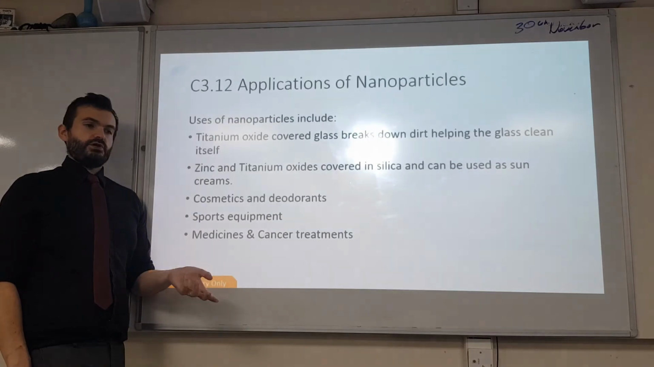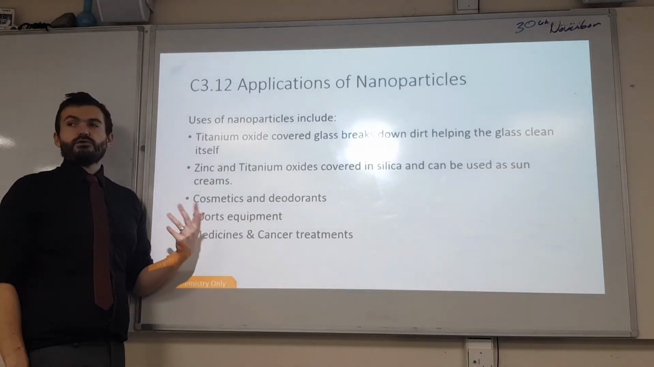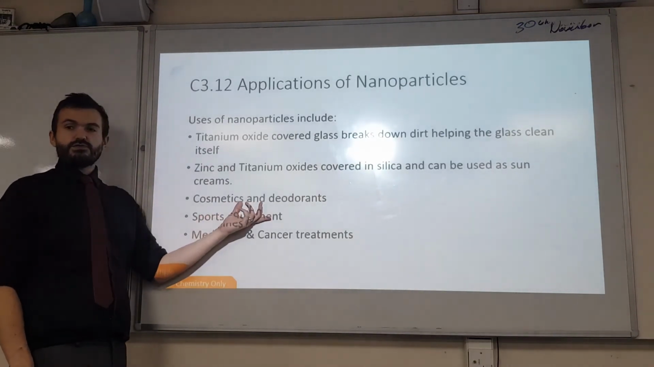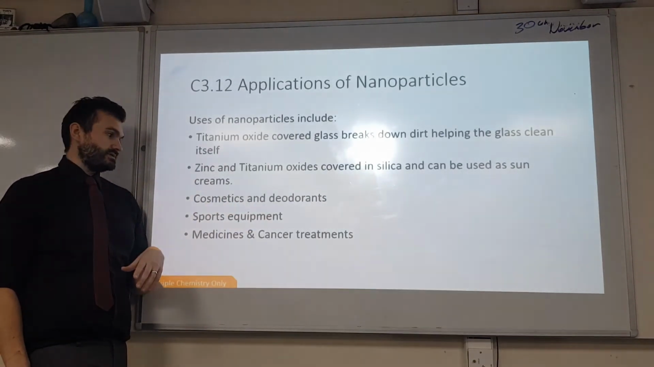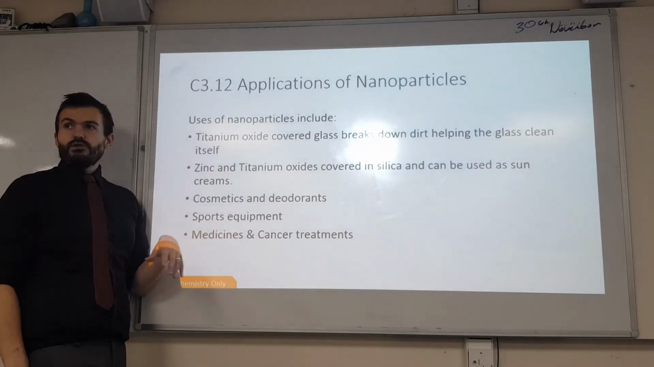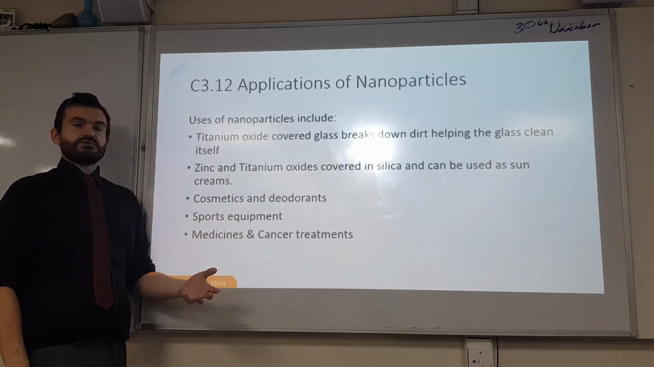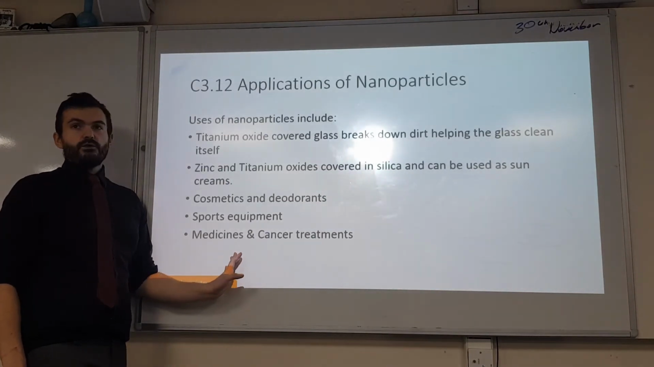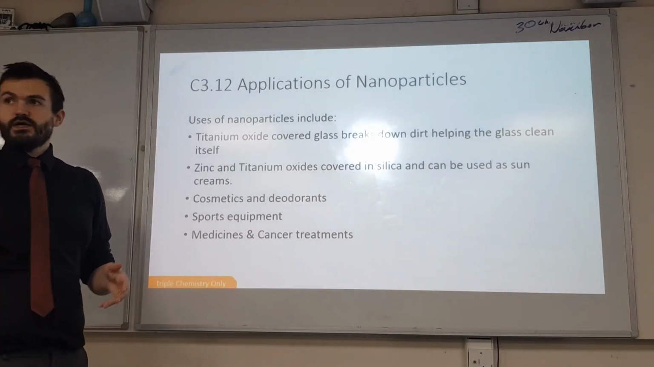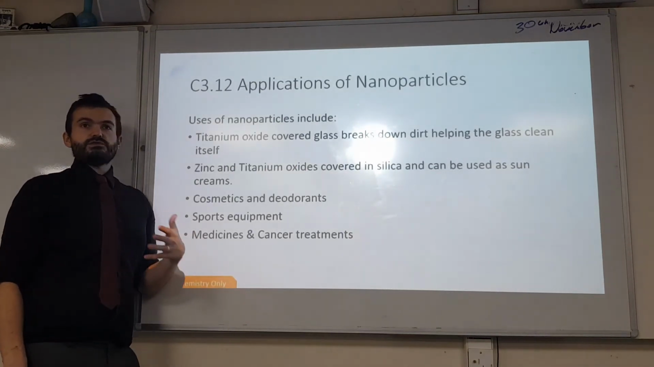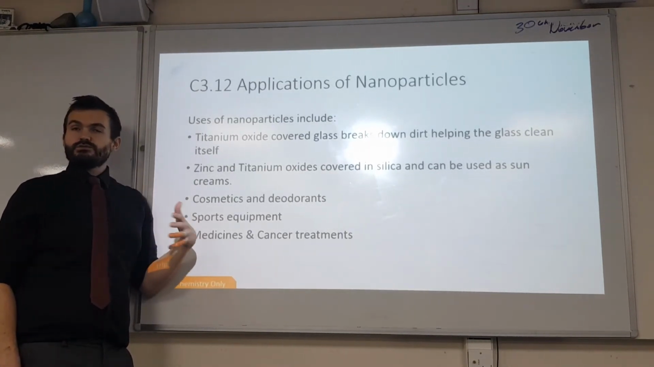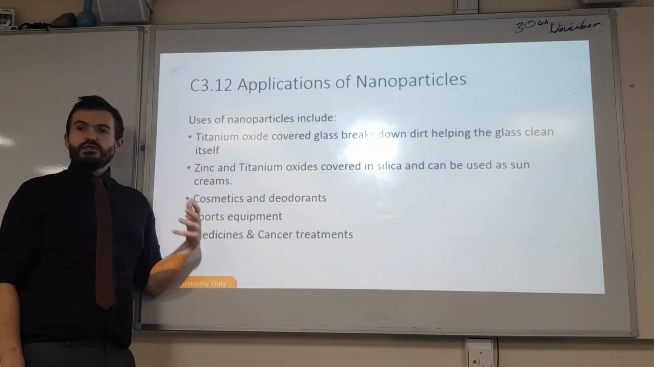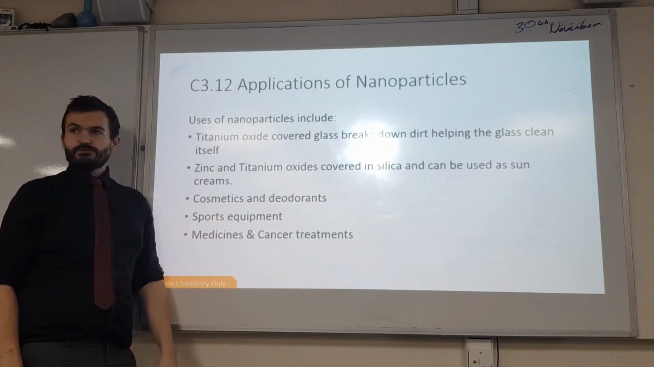We can also have them as cosmetics or deodorants. With our deodorant, we want to clog up pores. If we've got cosmetics, we want to create a smooth finish. So there's quite a few things we can do with nanoparticles in cosmetics and deodorants. Sports equipment, we can make lighter, stronger sports equipment that will give those using them an advantage. And ultimately, some things that are being used now, we have some medicines, or we can use nanoparticles to deliver things more efficiently, and we have cancer treatments. These are all uses of nanoparticles.